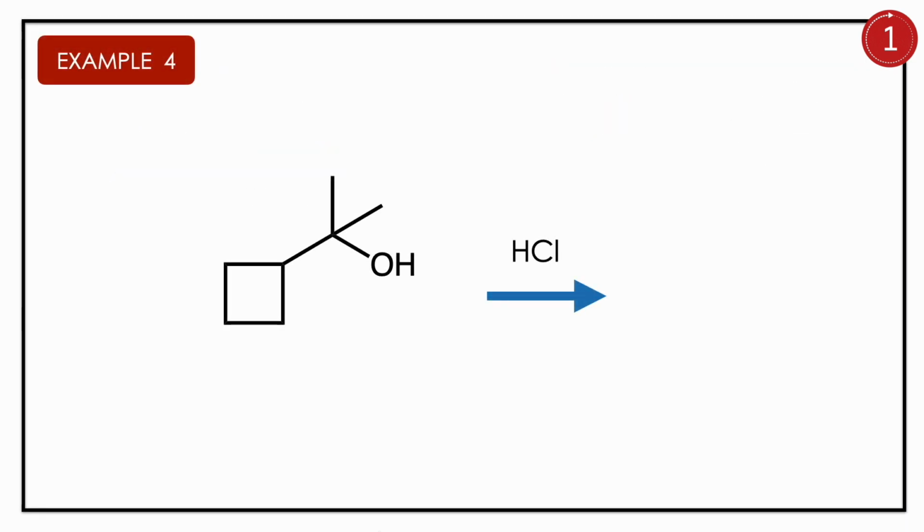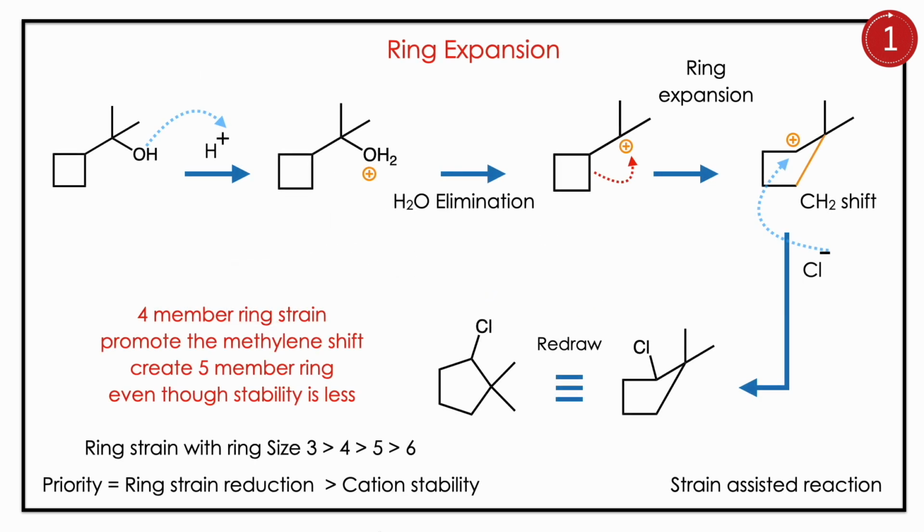Then example 4: you have a cyclobutane. In the side chain you have 2 methyl groups and an alcohol. You are reacting with HCl. You should find what the final product will be. Here the alcohol is there, as we have seen already, and it makes the alcohol a good leaving group. So H plus and OH react, H2O elimination happens, and you have the cation. The cation formation is there.